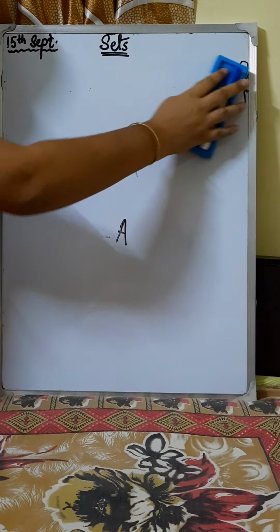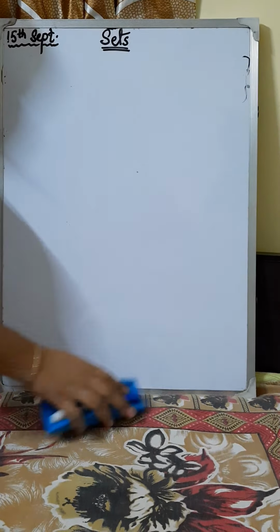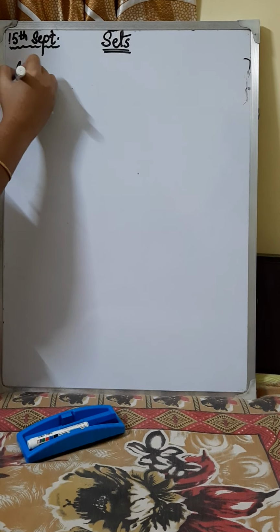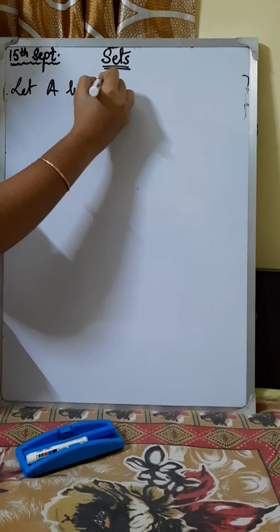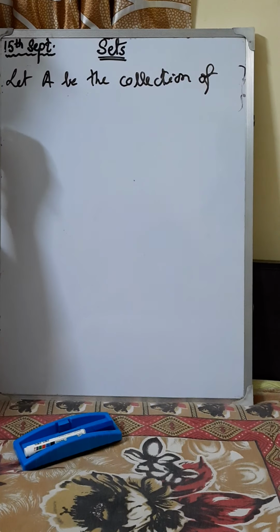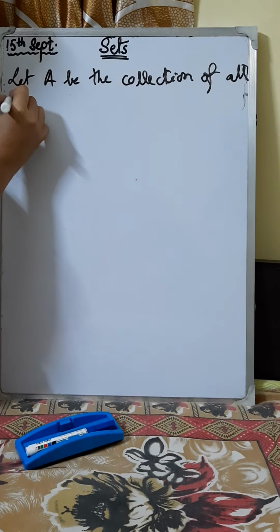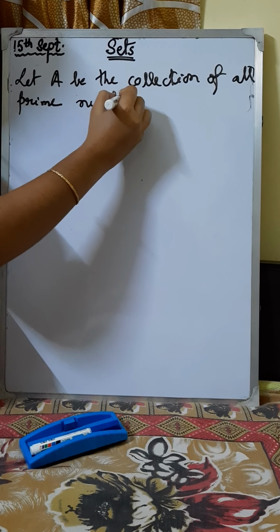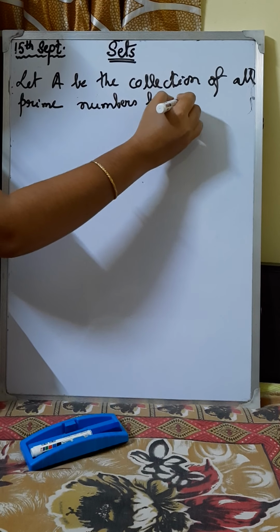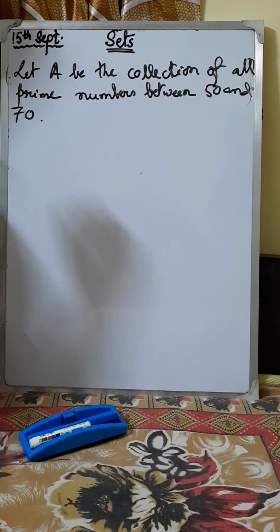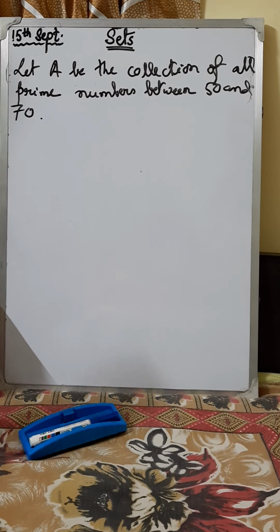Now take another example. Let A be the collection of all prime numbers between 50 and 70. How do you write A?